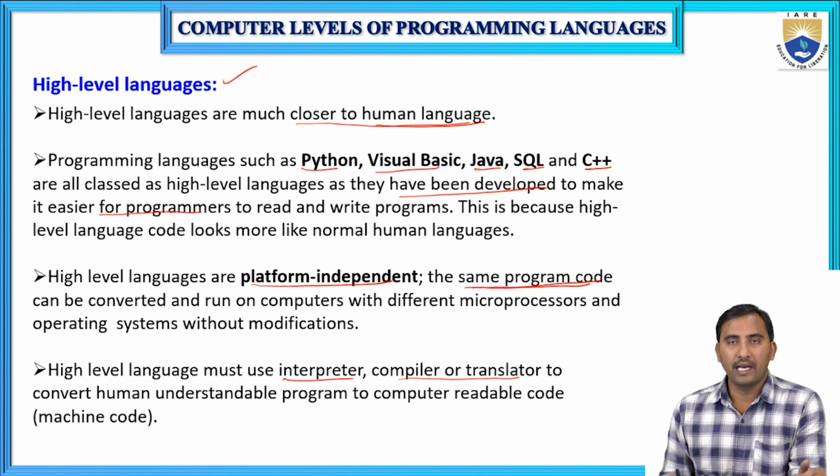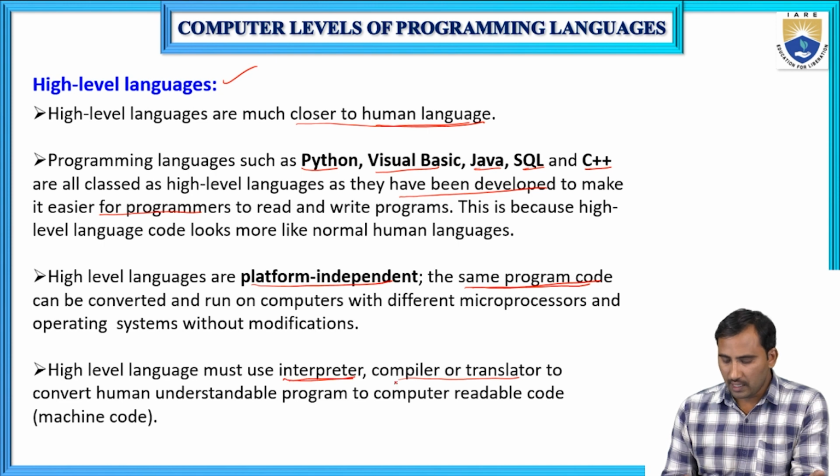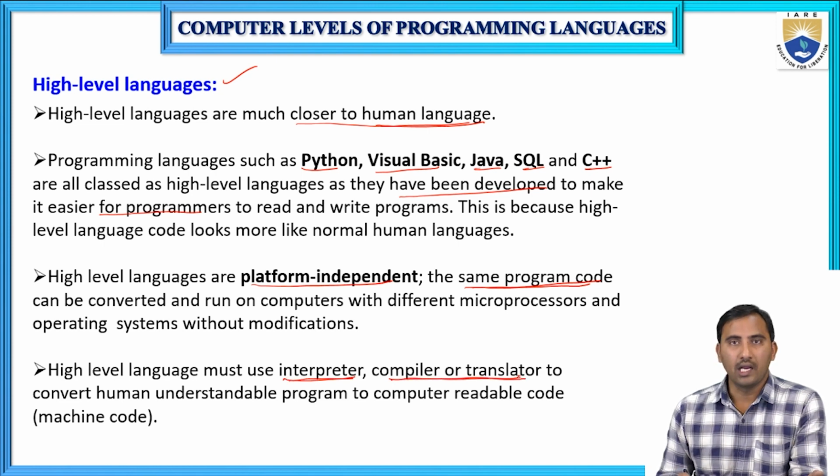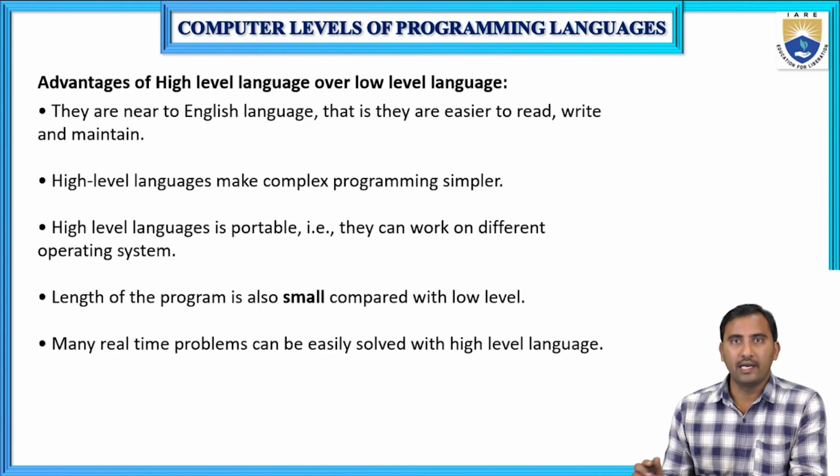So when you are writing a program using the high level language, we should use this interpreter, compiler or translator in order to convert the program, which is in the high level language, to the machine understandable language. Okay, so this is about the high level language. So coming to the advantages of the high level language over the low level language.